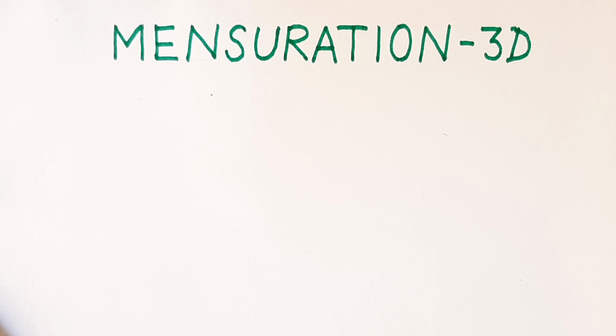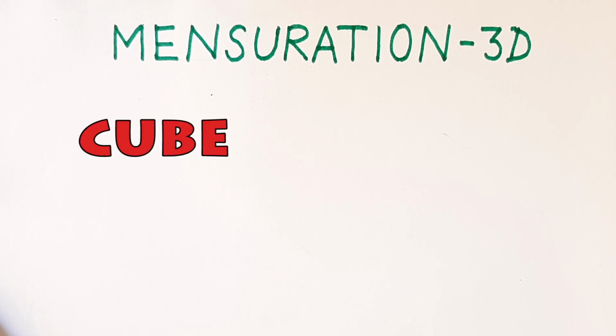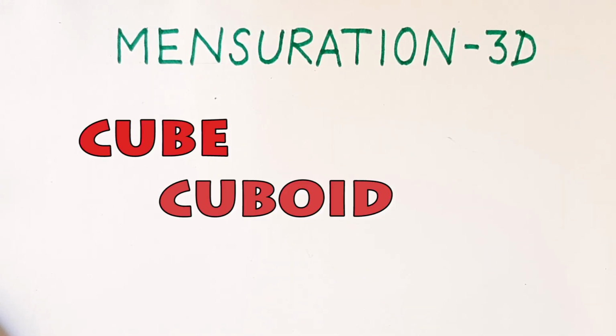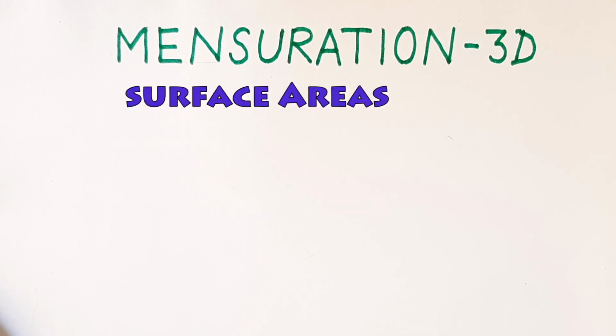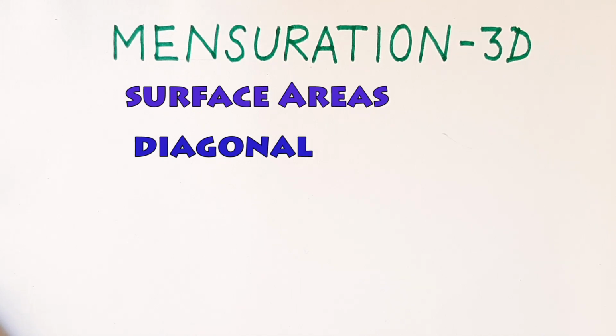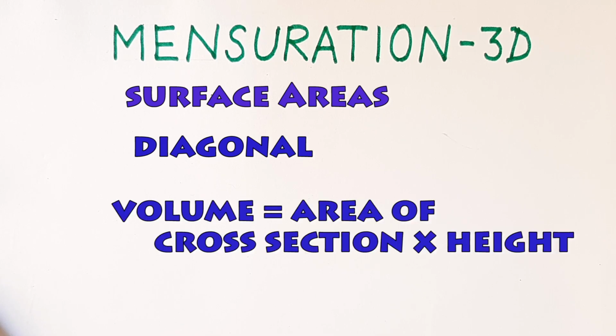In this video, we will learn the formulas for cube and cuboids and learn to solve the problems, numericals, questions involving surface area, diagonal, internal and external dimensions, open and closed cubes and cuboids, the volume as area of cross section multiplied by the height, and the cost.